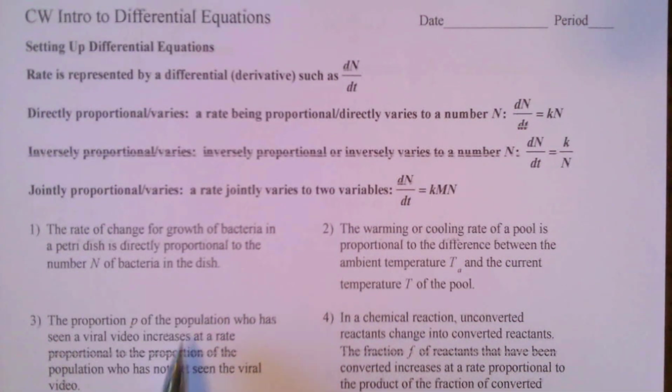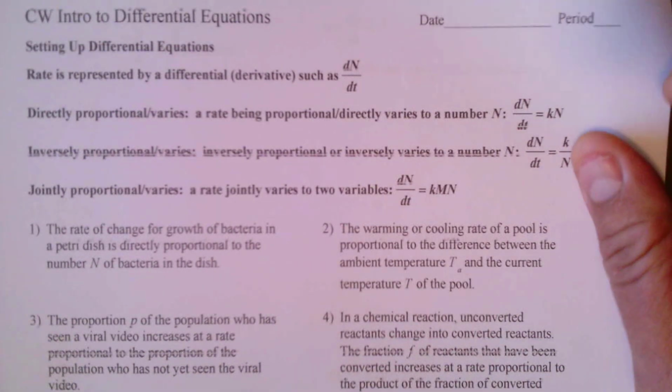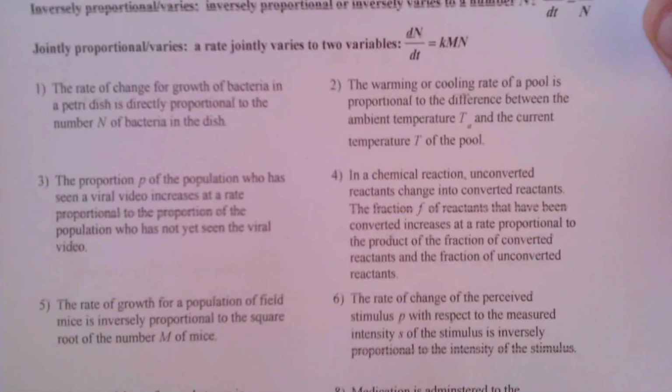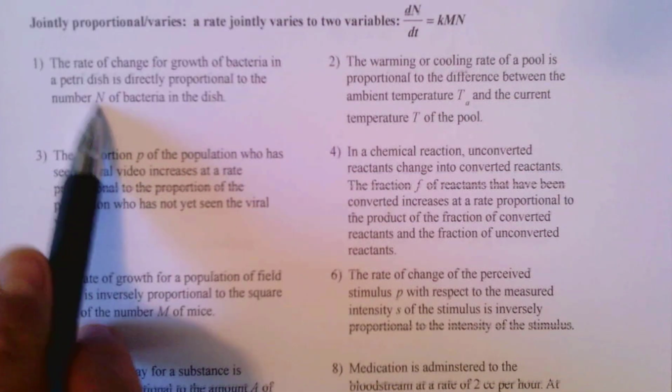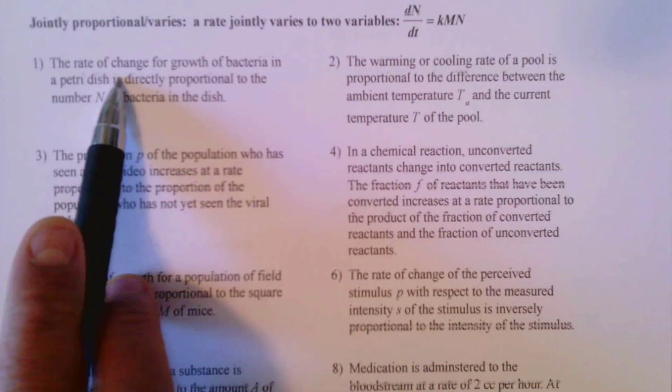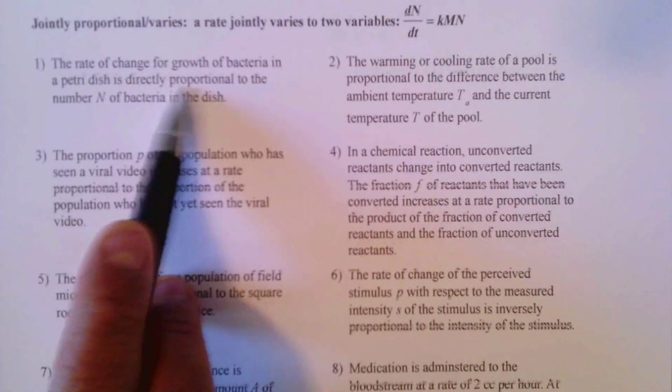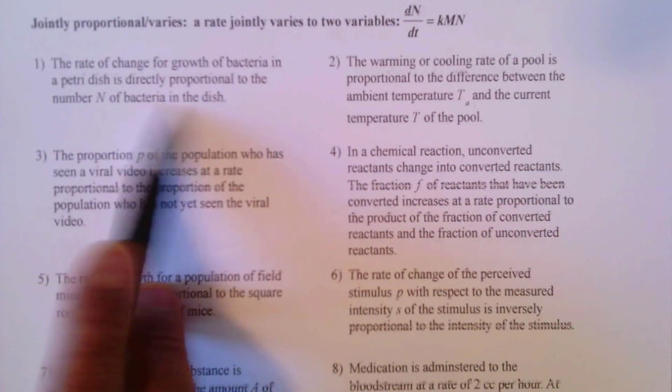So I'm going to go through, like I said, you only have to do the odds here. I'll go through the odds, help you get these set up and solved, but you're responsible to know how to do these. Number one says the rate of change for growth of a bacteria in a petri dish is directly proportional to the number N of bacteria in the dish.